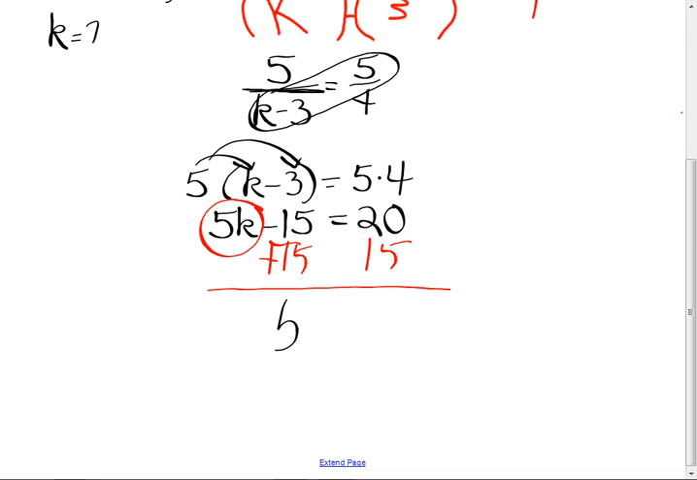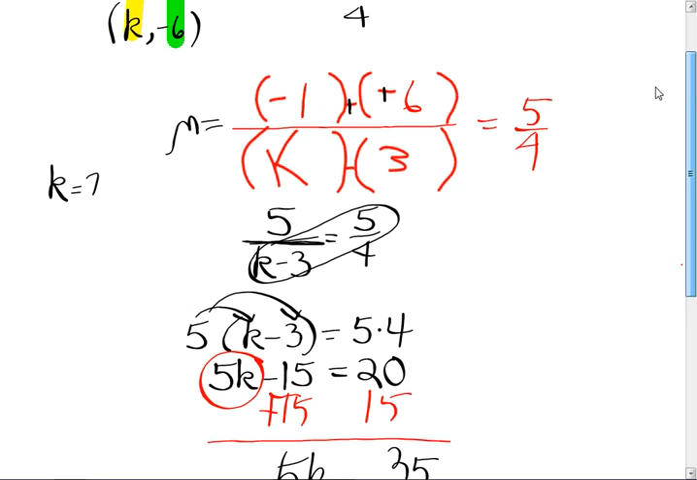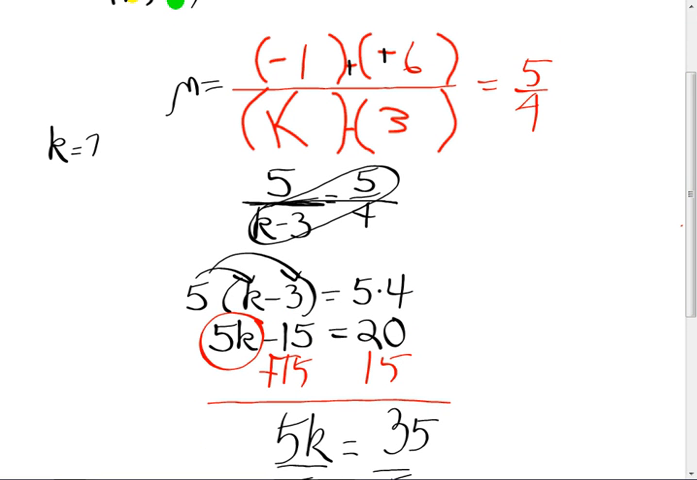So 5K equals what? What's 20 and 15, Grant? What's 20 plus 15? 35. 5 times what? I don't care if you show the divided by 5. I know what it is. It's 7. But you know what? Because these numerators were the same, the denominators have to be the same. So I looked at it and said, oh, this has got to be 7. Use your intuition. Use your understanding of numbers.